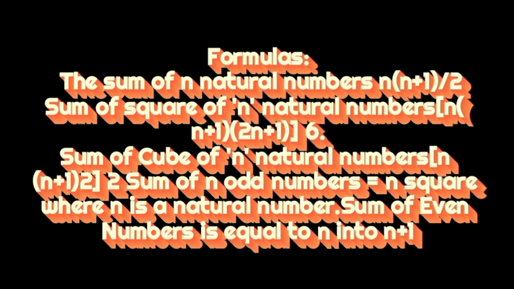Formulas. The sum of n natural numbers is n times (n plus 1) divided by 2. The sum of squares of n natural numbers is n times (n plus 1) times (2n plus 1) divided by 6. The sum of cubes of n natural numbers is n times (n plus 1) divided by 2, all squared. The sum of n odd numbers equals n squared, where n is a natural number. The sum of n even numbers is equal to n times (n plus 1).